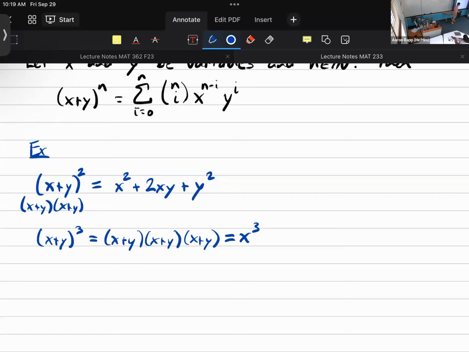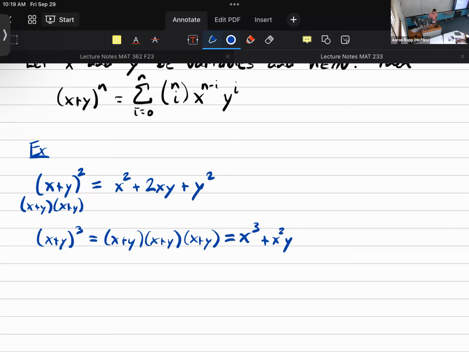Well, I don't have to do just x times x times x. I could say, okay, I choose an x to multiply the first two, and then the third one could be a y. So I have an x times an x times y, or an x squared y. That's not the only way I can get an x squared times y term to appear, right? I could do an x from the first term, choose a y from the second, and choose an x from the third. Now I'll generate another one.